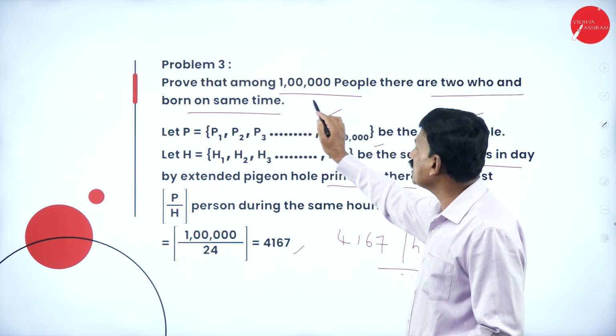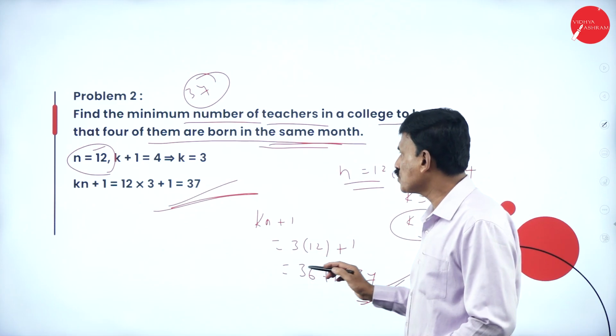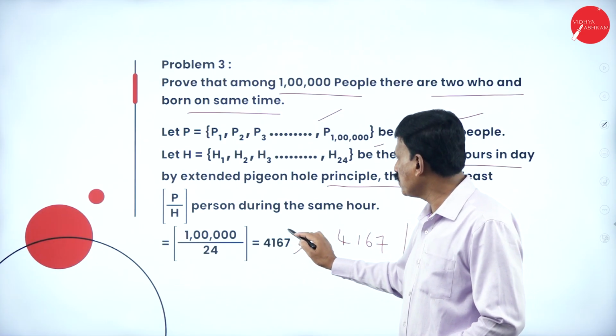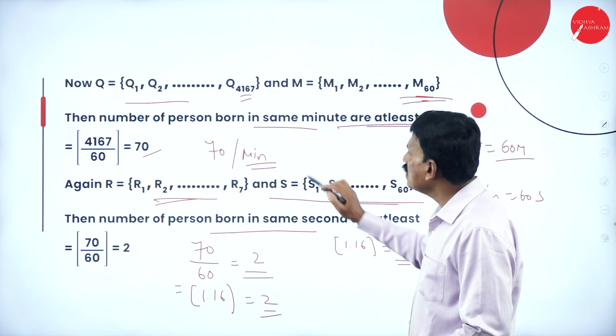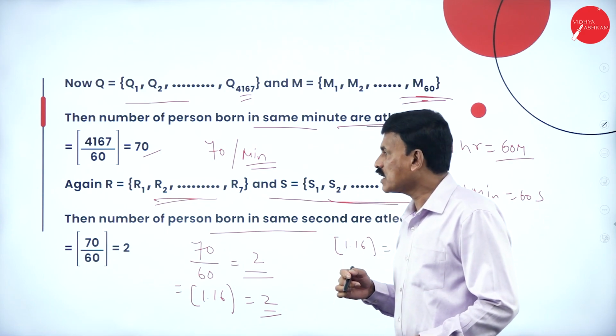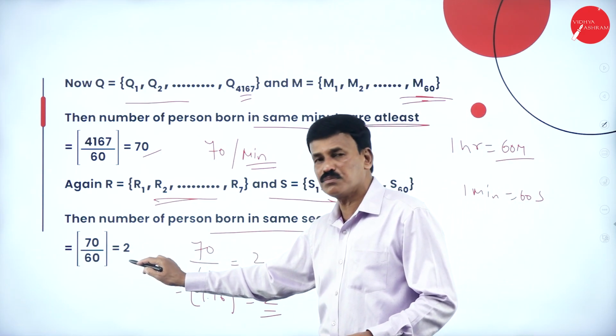Prove that among 1 lakh people, there are at least 2 persons born at the same time. So here, just find out the number of people born per hour. Again, calculate the number of persons born per minute. Again, calculate the number of persons born in 1 second, which is 70 divided by 60.